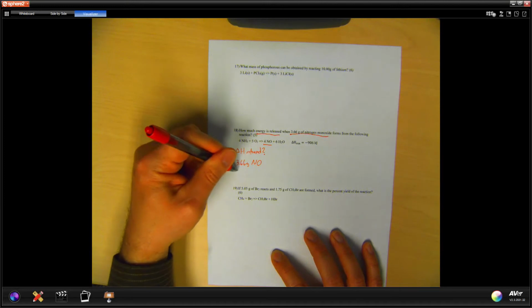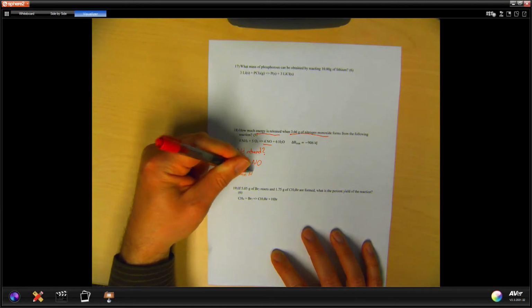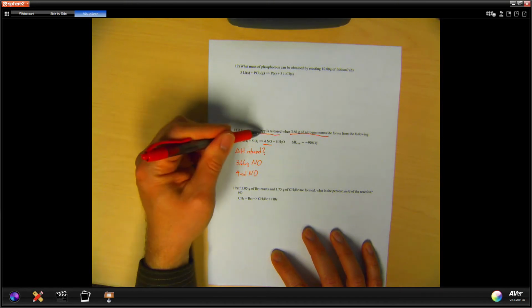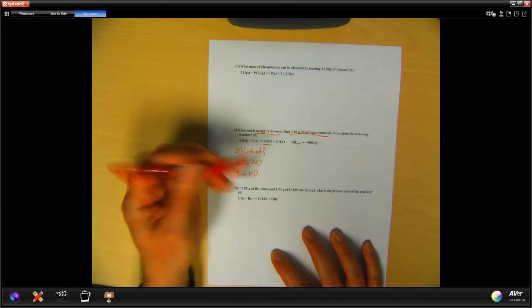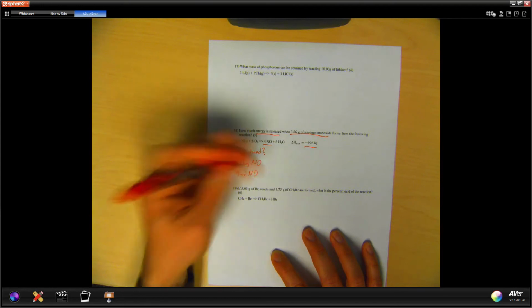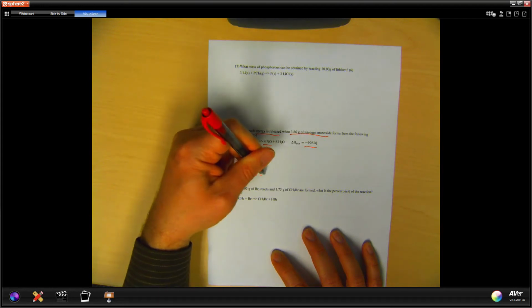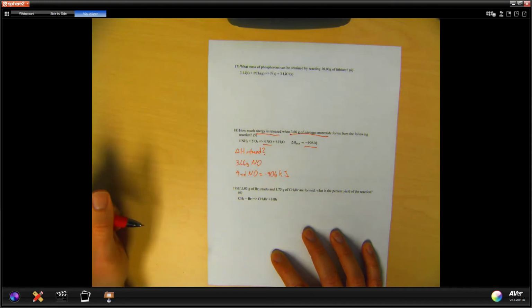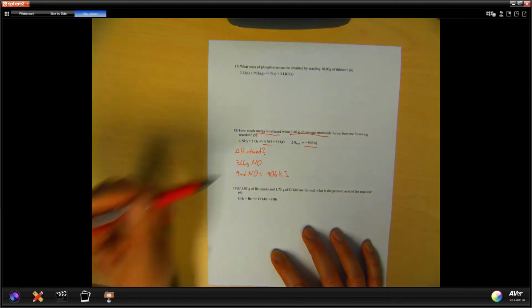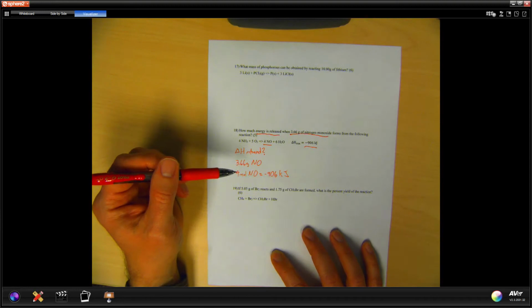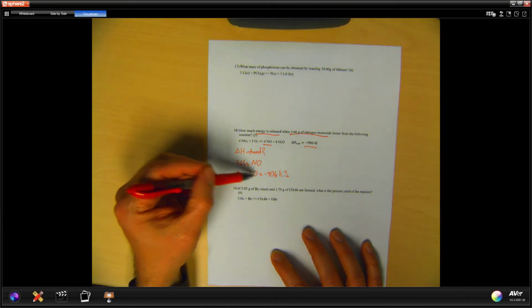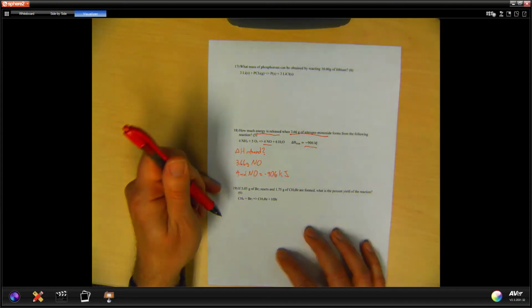So we have 4 moles of NO, and what do we care about with those 4 moles of NO? We care about the energy involved. The energy involved there is written over here. So 4 moles of NO is equal to negative 906 kilojoules. The other thing we're going to care about is that we have NO and we have grams, so we probably will need a molar mass.